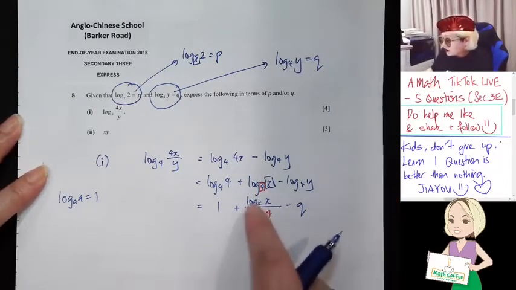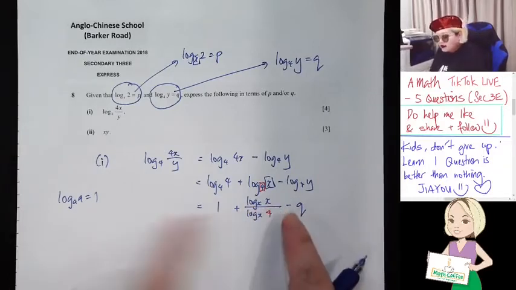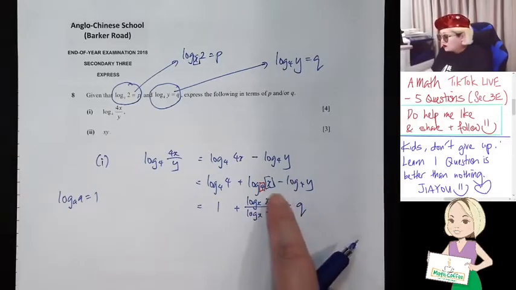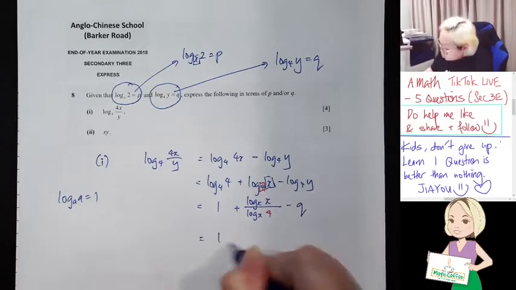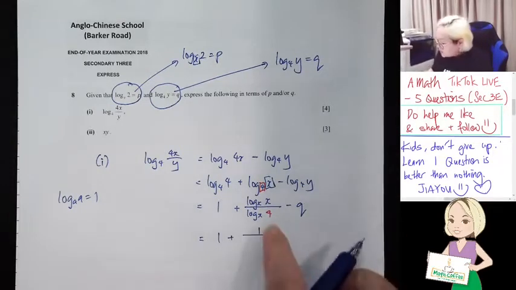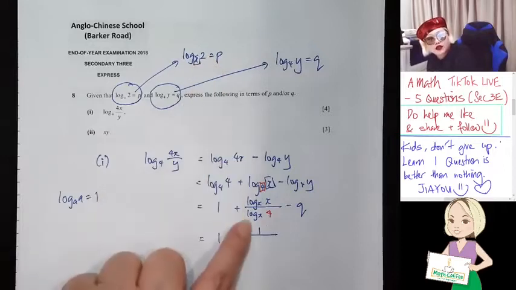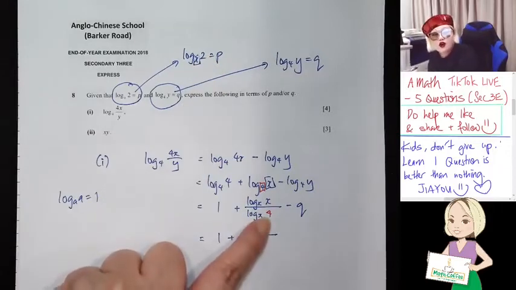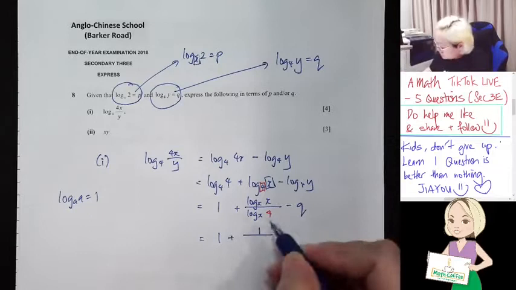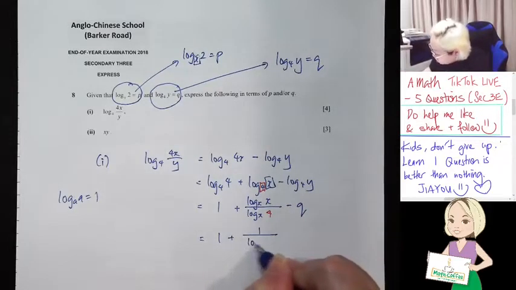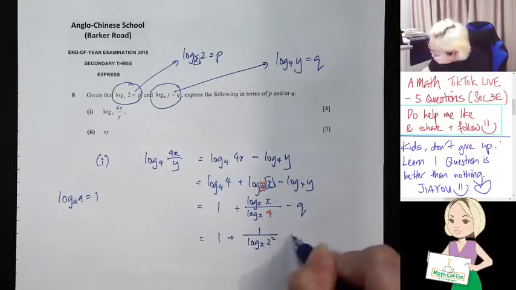Okay, now see log x x, isn't this log x x the same as log a a? So my numerator becomes 1. So 1 plus 1 over, now the bad news is this one is log x 2, but mine is log x 4. How? Never mind, 4 is 2 to the power of 2. Understand? So just put log x 2 to the power of 2 minus q.